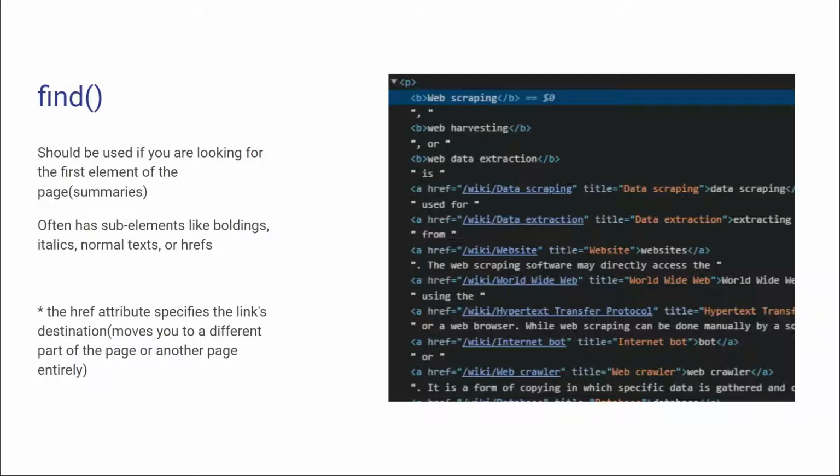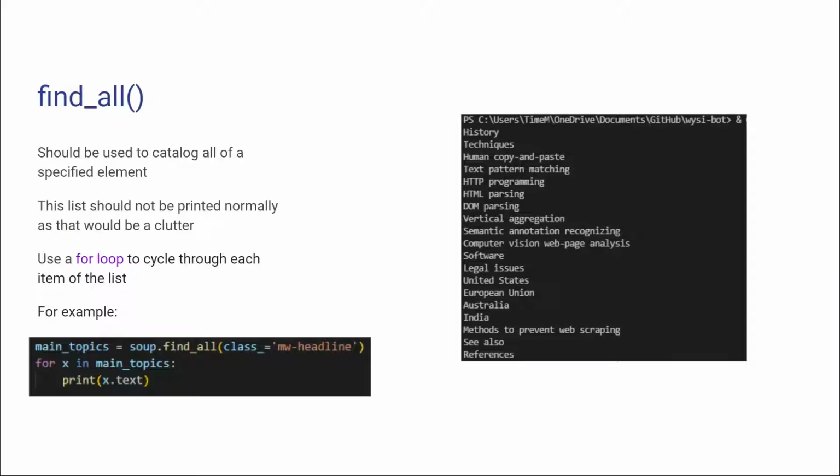To summarize the first method, it should be used to find the first chosen element of the page. This will almost always be summaries. Note that this can also contain other smaller elements such as bolds, italics, normal text, or links. The second method, find all, should be used to catalog all of a specified element. Something to keep in mind is that since the method returns as a list, printing it directly using the method will not be organized. Instead, use a for loop to cycle through each item of the list and print individual items.